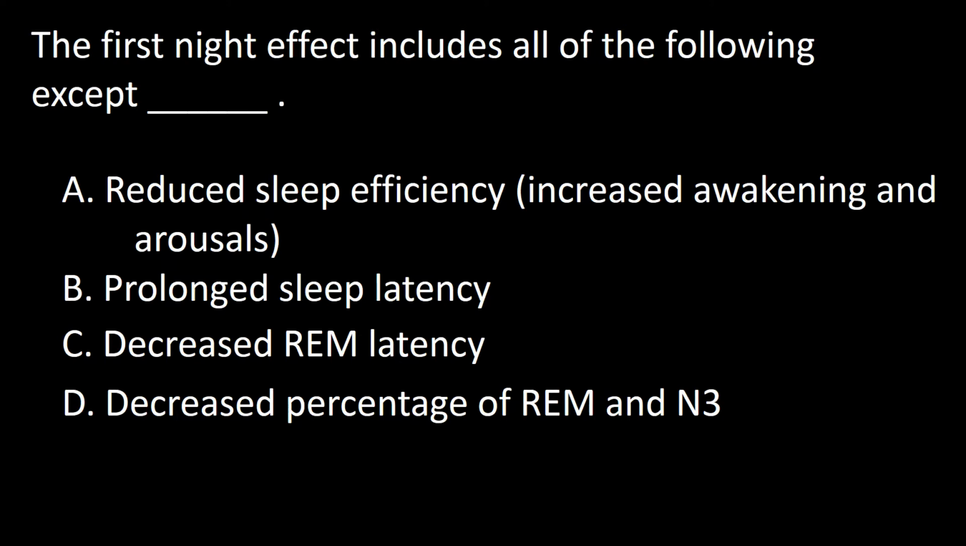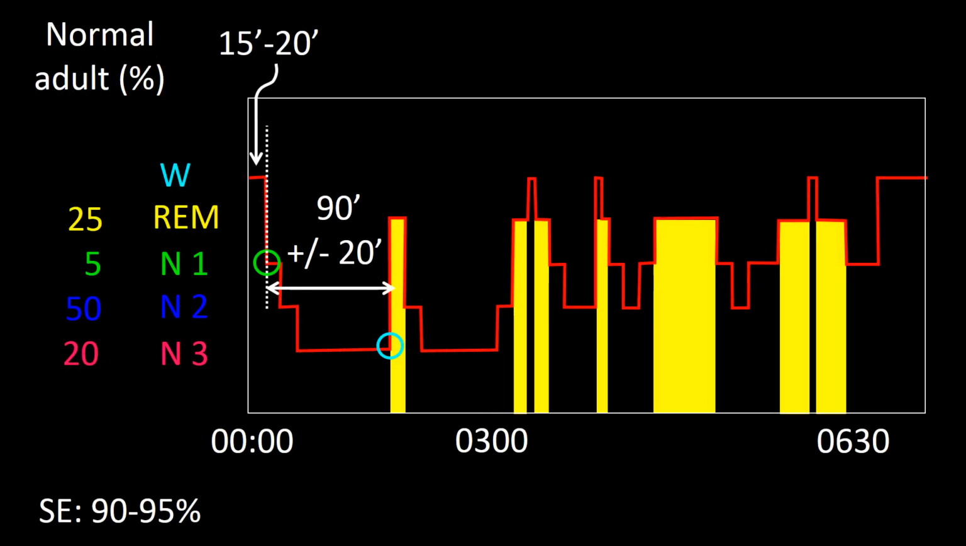Next question. The first night effect includes all of the following except: A. Reduced sleep efficiency. B. Prolonged sleep latency. C. Decreased REM latency. D. Decreased percentage of REM and N3. This is a normal hypnogram. It has the normal values corresponding to an adult.